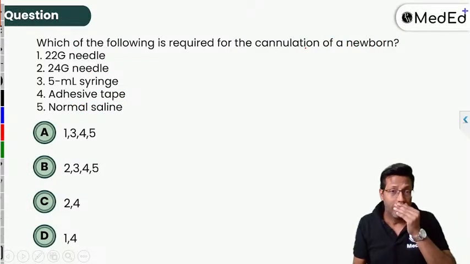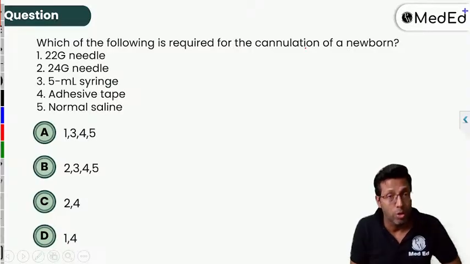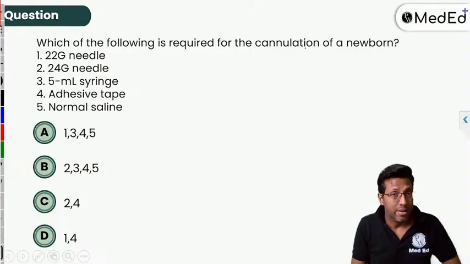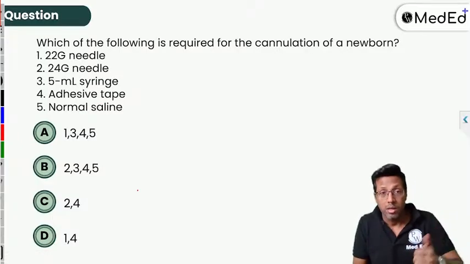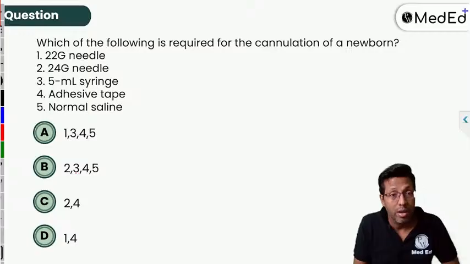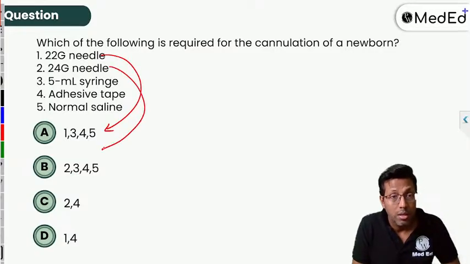Next question. Which of the following is required for cannulation of a newborn? Again, as I said, these are all PYQs, previous year's questions. So a 22 gauge needle, IV cannula basically, a 24 gauge needle, 5 ml syringe, adhesive tape, normal saline. The options are: the first one is 1, 3, 4, and 5. Basically, here they're asking you if it is this one, and 2 and 4, which means here and here.